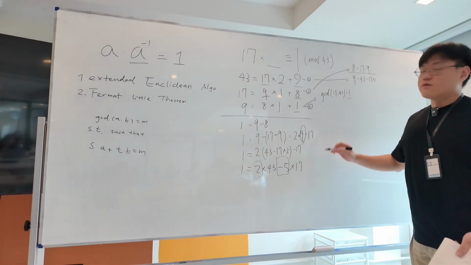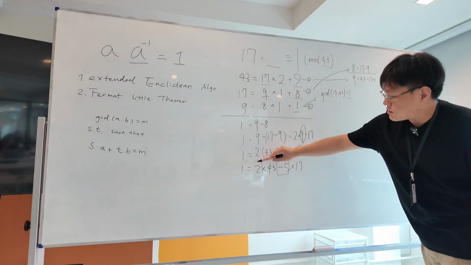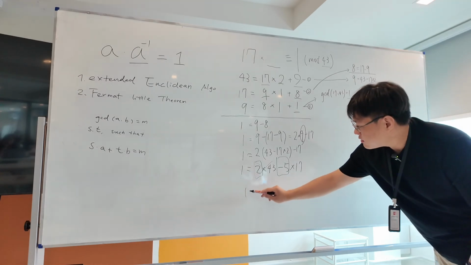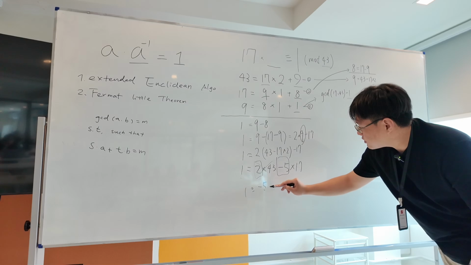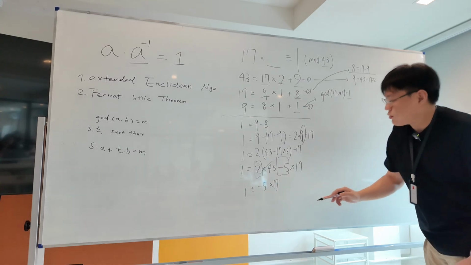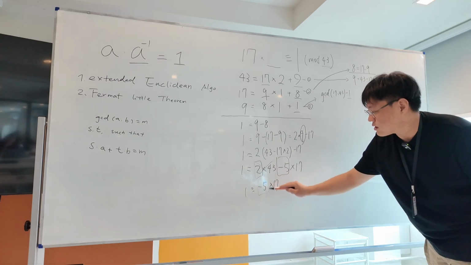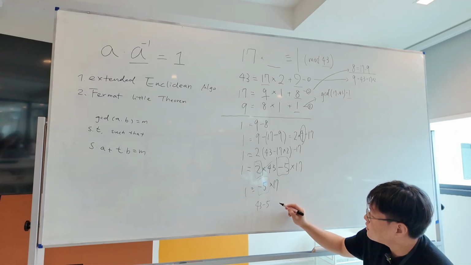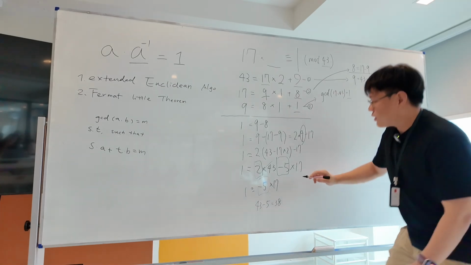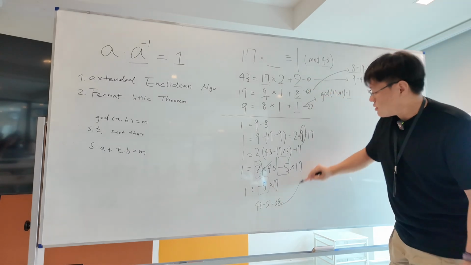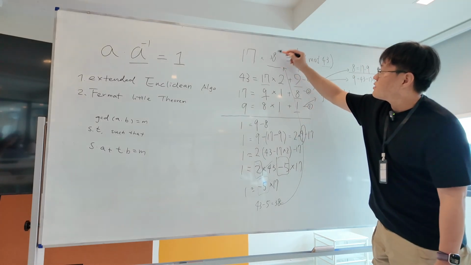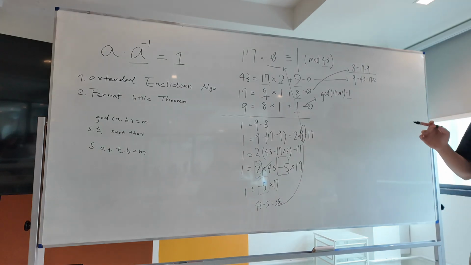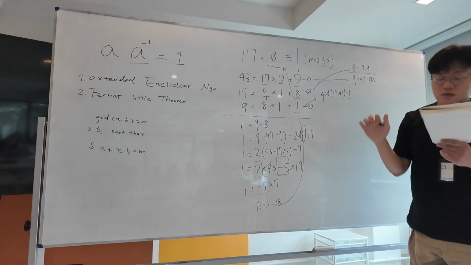And remember, we are working mod 43 here, so we can just ignore this term. So that we can get 1 will be like this. But we always want to get a positive integer here, so this will be 43 minus 5, which equals 38. So now we get the inverse, which is 38. So this is the extended Euclidean algorithm to get the inverse.